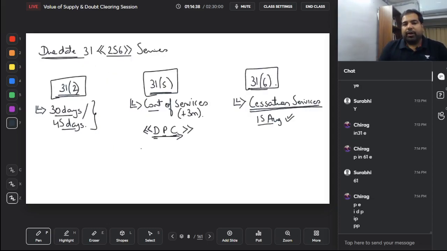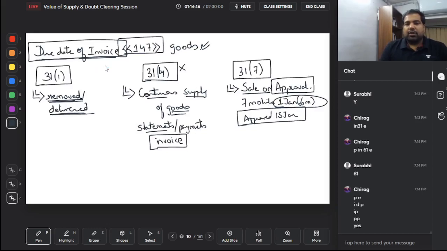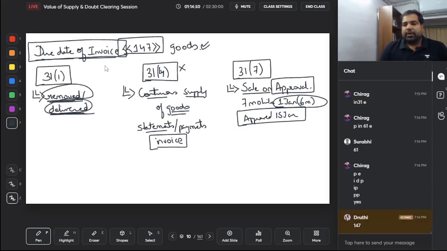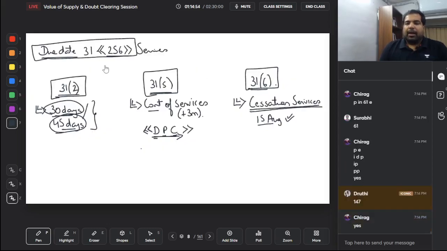And do we have a due date of services? 2, 5 and 6, generally 30 days and 45 days. And do we have a due date of goods? Generally whenever they are removed or delivered. Sale on approval, guys, you will wait maximum for 6 months. And DPC is in case of continuous supply of services.